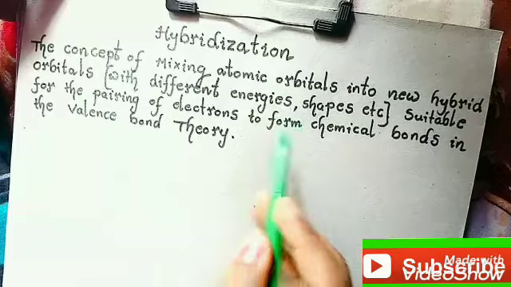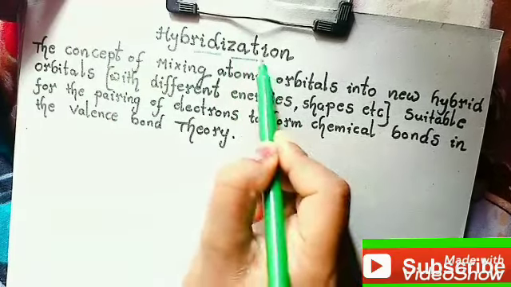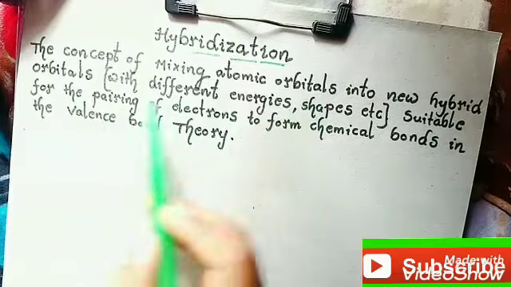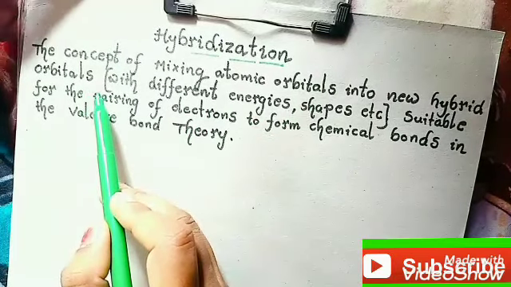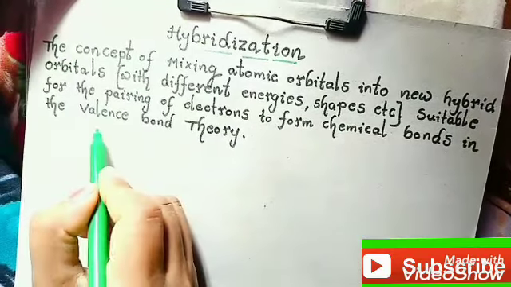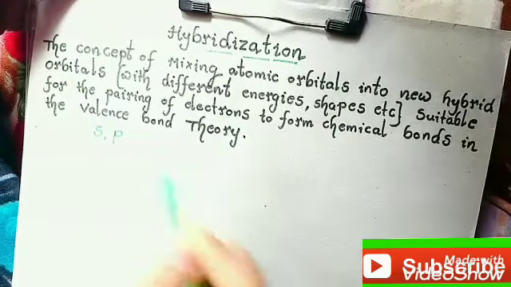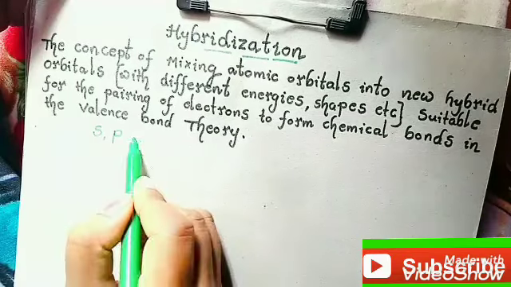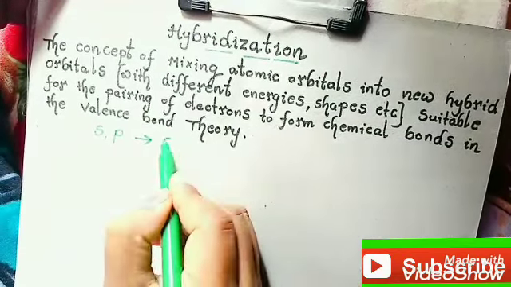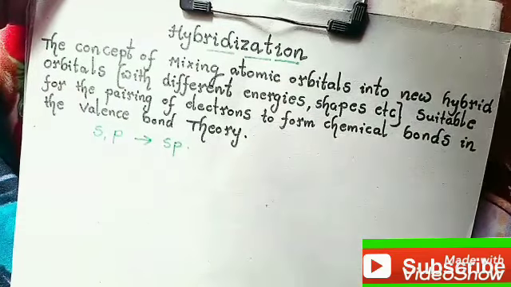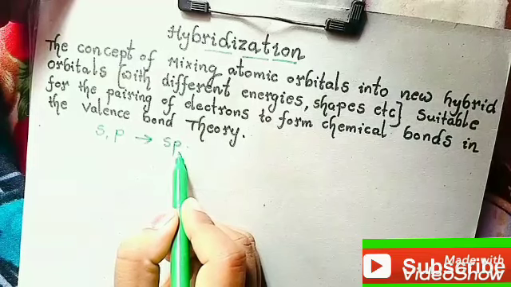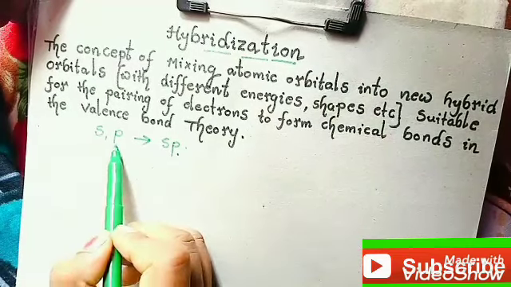Students, here in this definition of hybridization, hybrid orbitals can be formed. That means if, for suppose, S and P, these two orbitals are there, then these two can get combined together to form sp hybrid orbital. So this is the hybrid orbital forming from S and P.